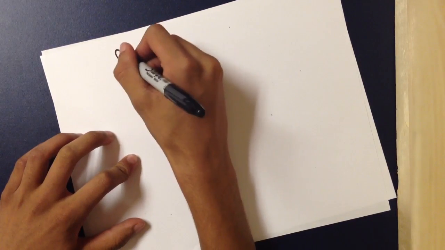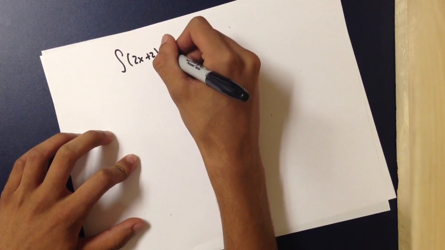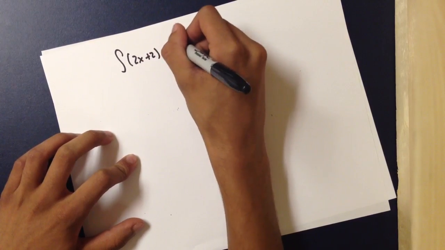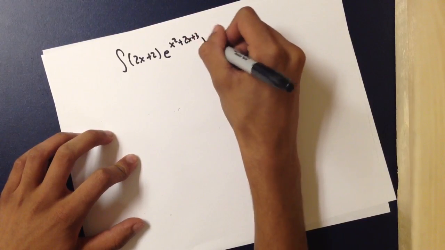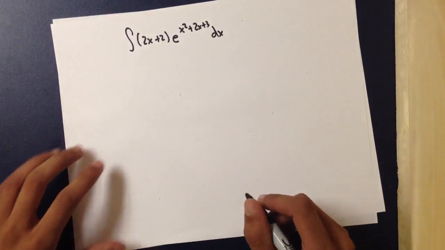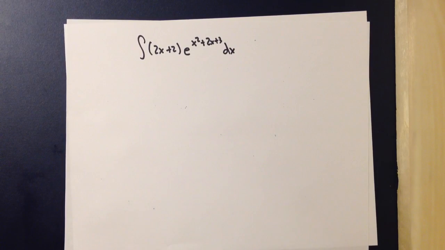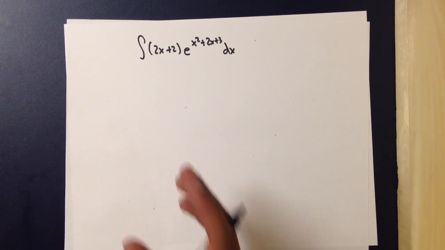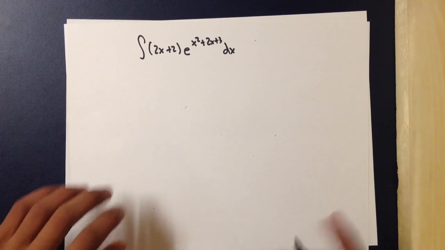The integral of 2x plus 2 times e to the x squared plus 2x plus 3 with respect to x. Now, with the normal antiderivative rules, this isn't something that you could normally solve. But through U-Substitution, you can solve it. U-Substitution takes something in a form that you don't know and puts it in a form that you do know, and then it allows you to use the normal antiderivative rules to solve for the integral.